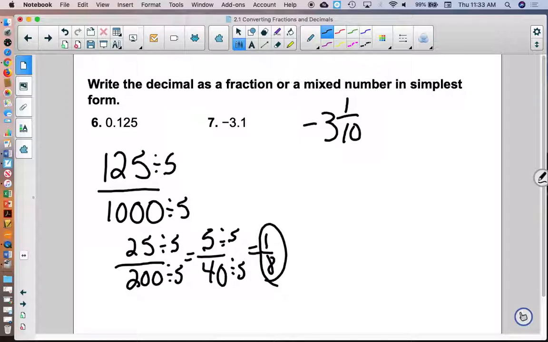If it was written like this, Jaslyn, that would be -3 and 100th. Oh. Okay? It would be written like that, and I wouldn't be able to simplify. Okay?